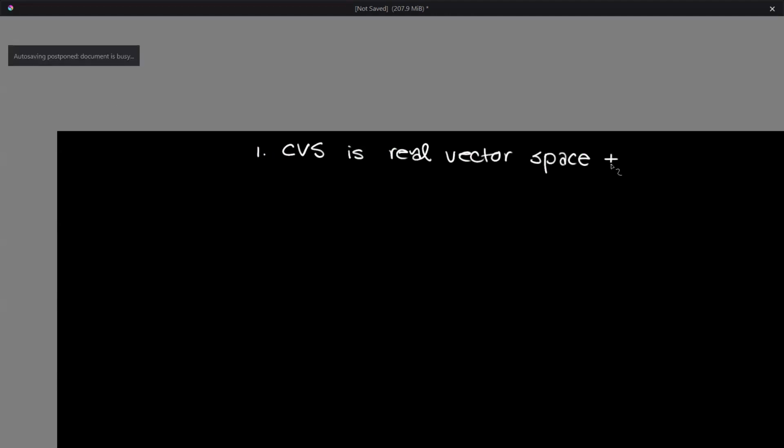Firstly, this next one is what we've been working towards the entire time. This kind of completes our proof of the fact that the two definitions of complex vector spaces are equivalent. So we said that one complex vector space, let's call it a CVS, is a real vector space plus a complex structure.